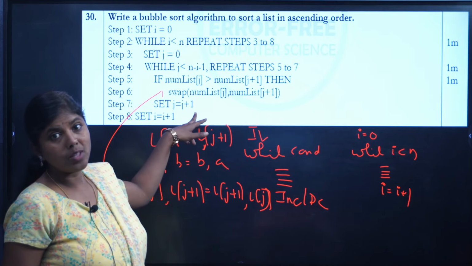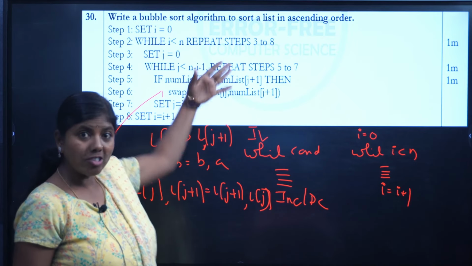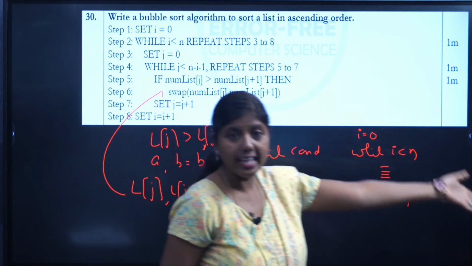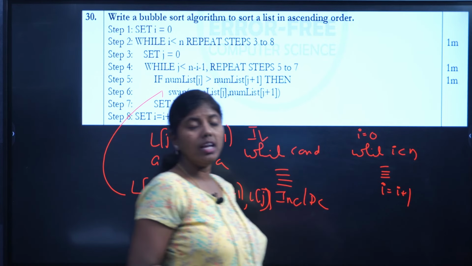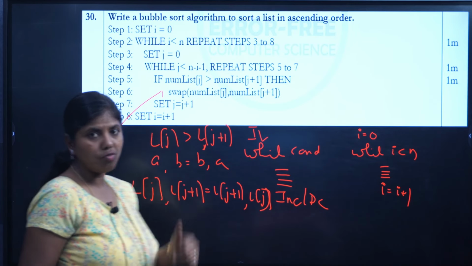Remember to increment the value of J and increment the value of I. That's important. We went I equal to 0, 1, 2, 3 like that. J equal to 1, 0, 2, 1, 3, 0, 1, 2, 3, 4. Similarly, you have to increment the value of J and I, don't forget it.